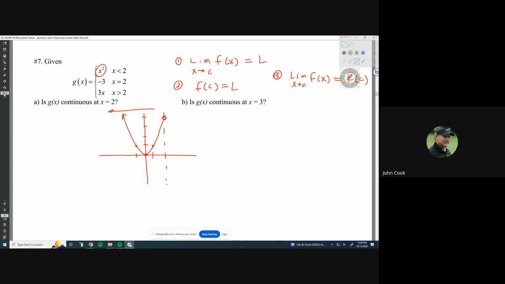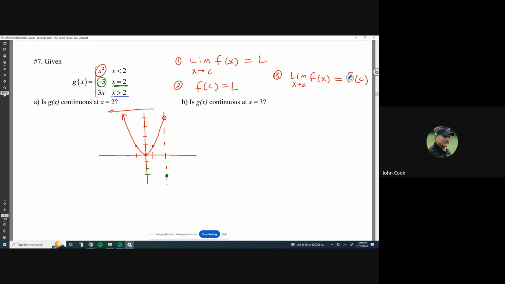When x is exactly at 2 for this function, we get negative 3. So if we go down 3, 1, 2, 3, when it actually is at f of 2, it's going to be this coordinate. So that's the only point on this line that we're going to have a closed circle right there.